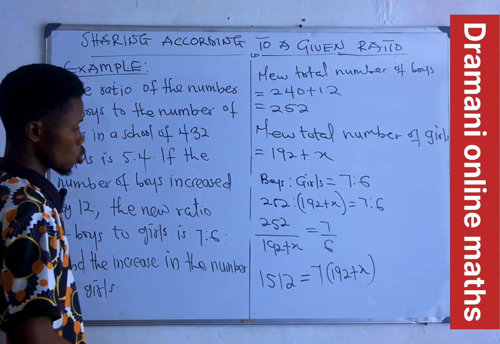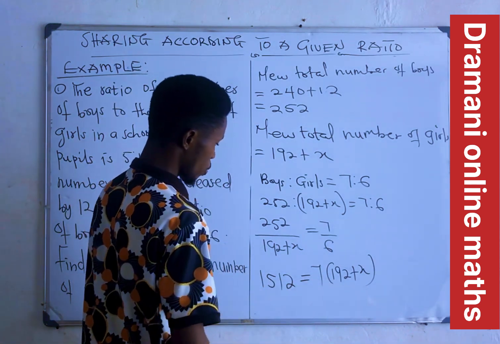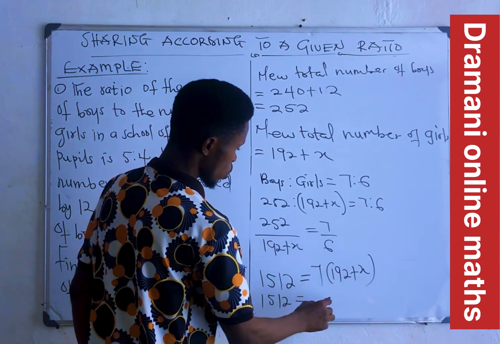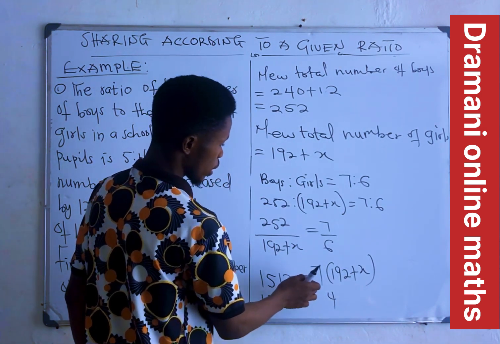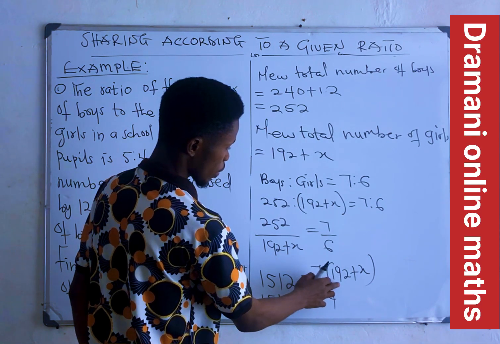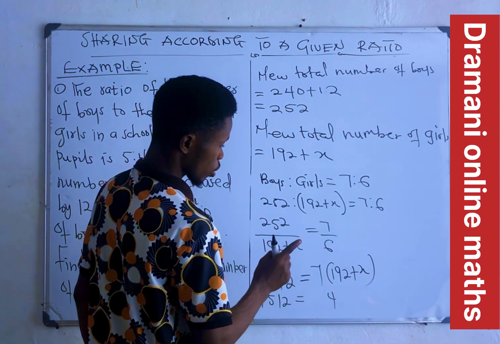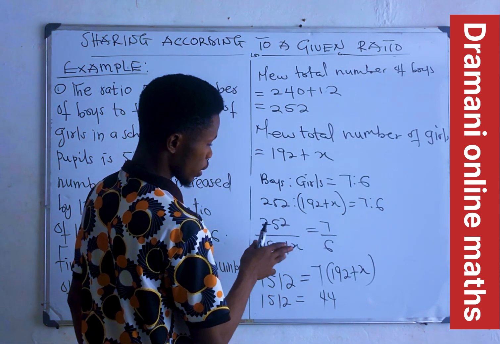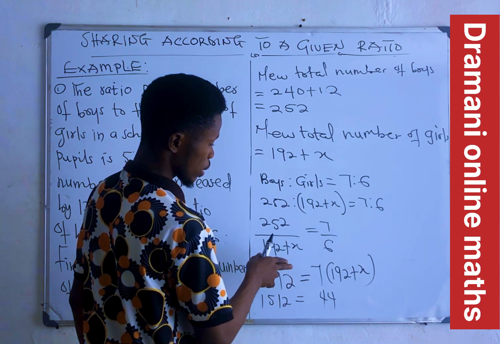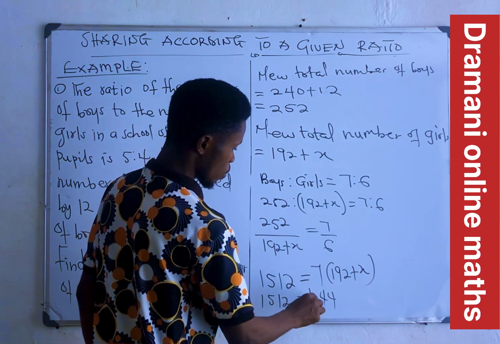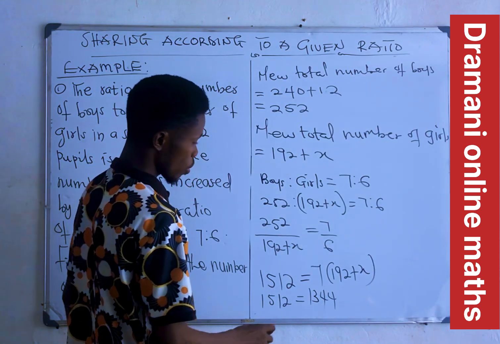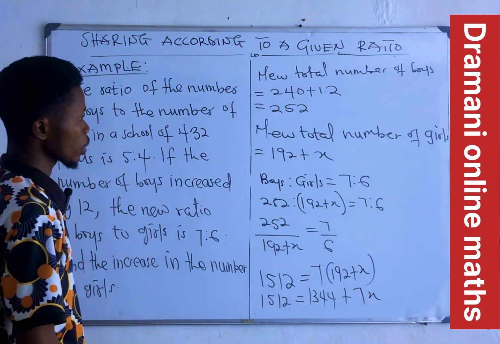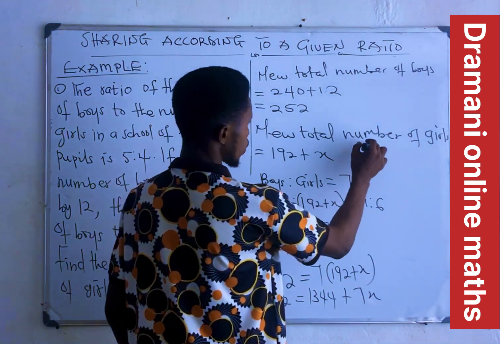Is that okay? So here, if I open the bracket, I'm going to have 1512 equals 7 times 2 is 14, so 4 remainder 1. And 7 times 9 is 63 plus 1, 64, so 4 remainder 6, 7, 1, 7 plus 6, that's 13, 1, 3, 4, 4 plus 7 times this will give you 7x. Is that okay? Good. Let me write it here.